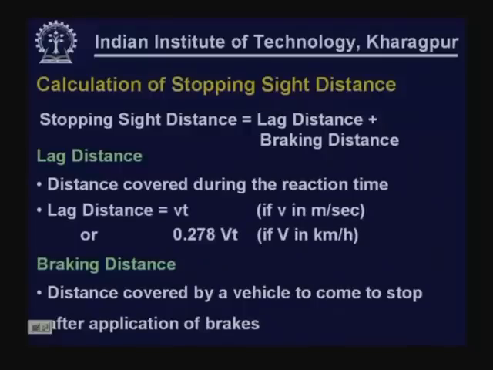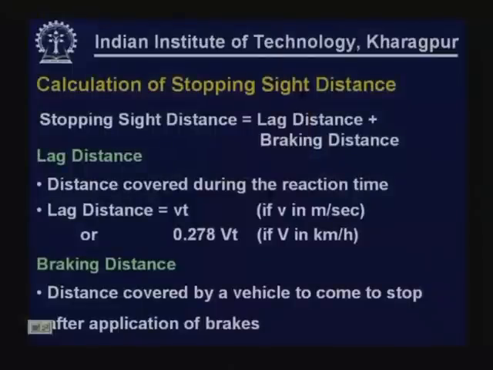How is the stopping sight distance calculated? As I mentioned earlier, it is the distance the vehicle travels during the thinking time. In a more refined form, it is the time during the perception reaction time. We have understood what perception reaction time is. So, the vehicle travels at its original speed during the perception reaction time, which is known as lag distance, and then once brakes are applied effectively, the vehicle will again travel some distance before it stops. That distance is known as braking distance. So, stopping sight distance is equal to lag distance plus braking distance.